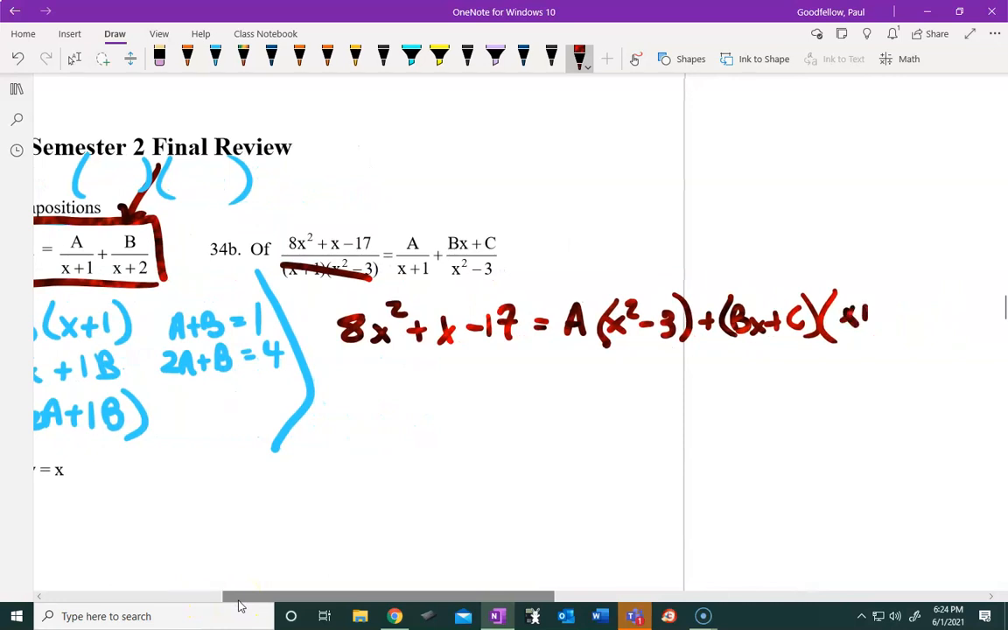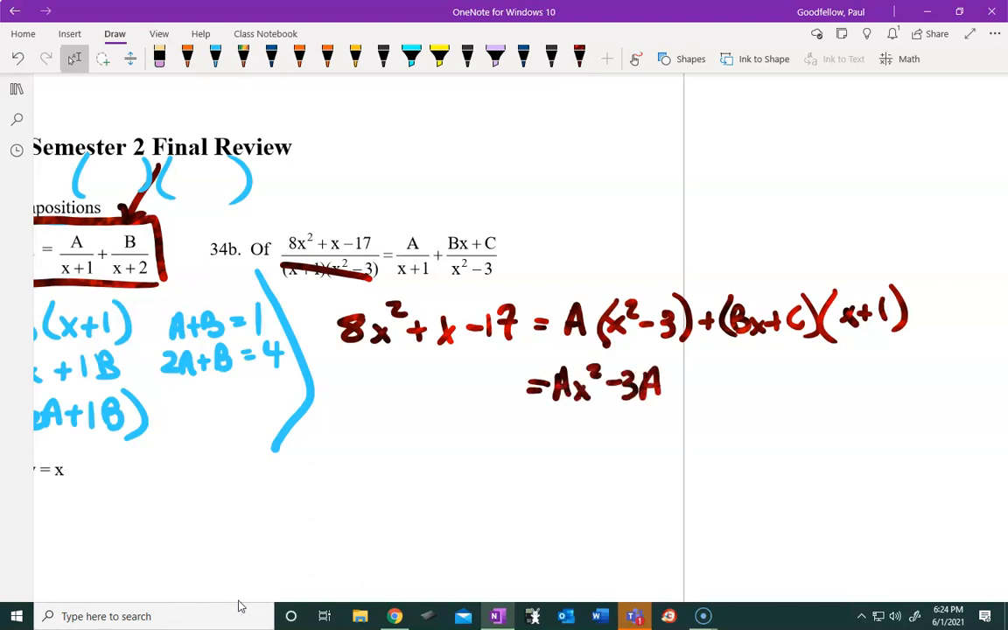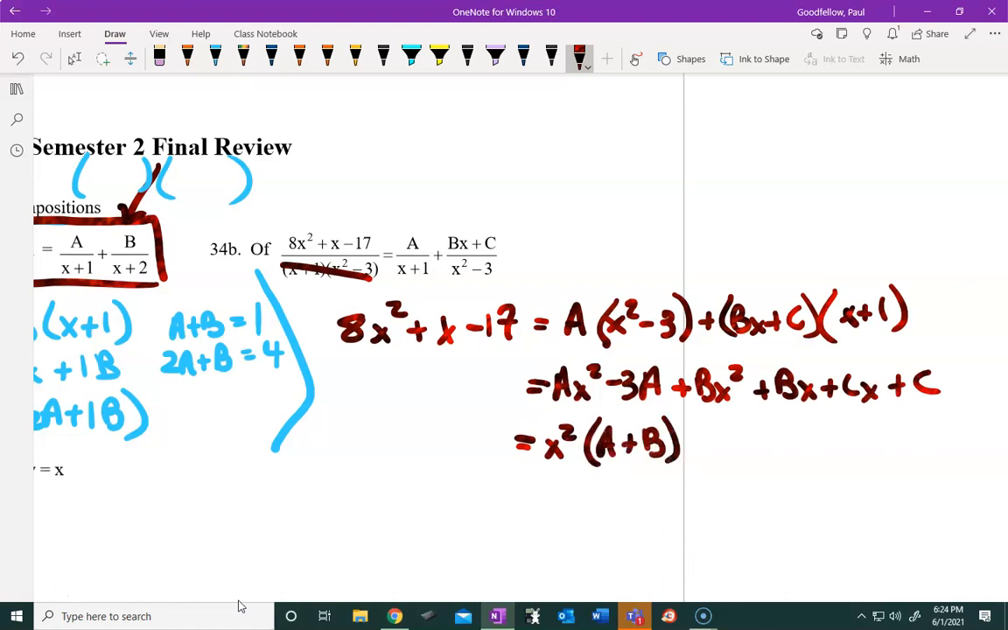Times x plus 1. Now, a little distribution is going to take place here. Ax squared minus 3a plus, this is going to be double distributed, so that's bx squared plus bx plus cx plus c. Putting things together that seem like ideas, that's a plus b for the x squared part, and x times b plus c, plus the constant term, which is negative 3a plus c.